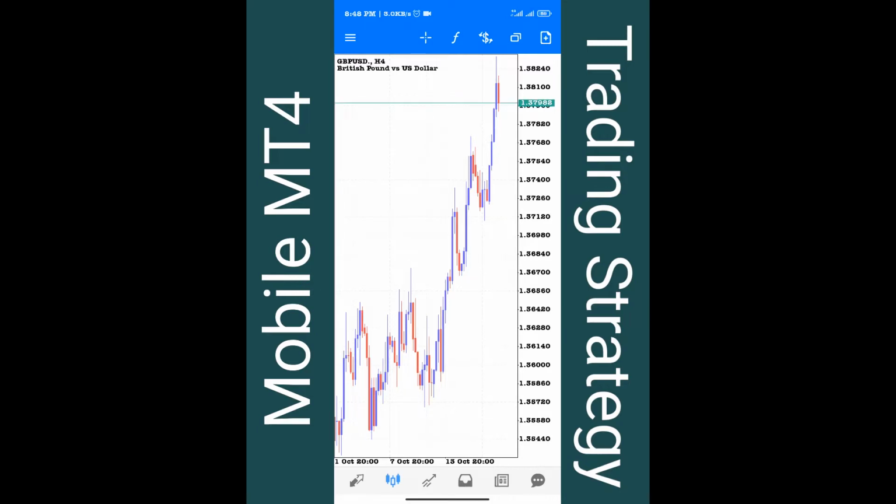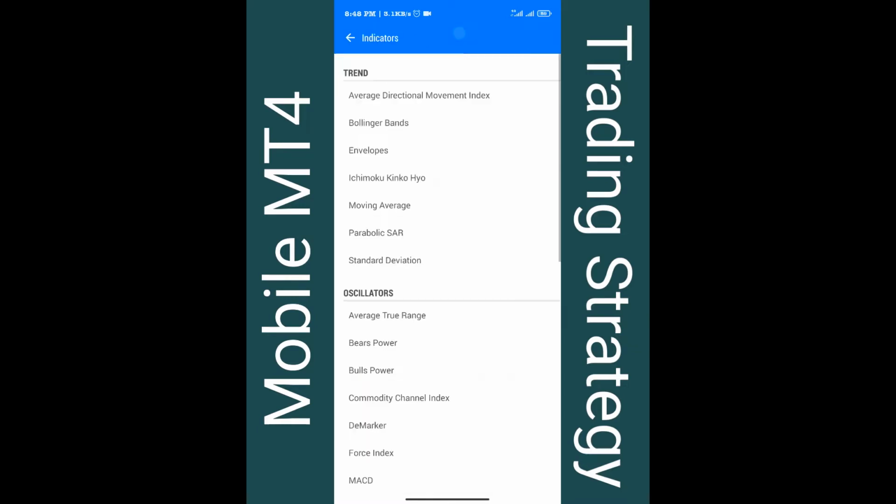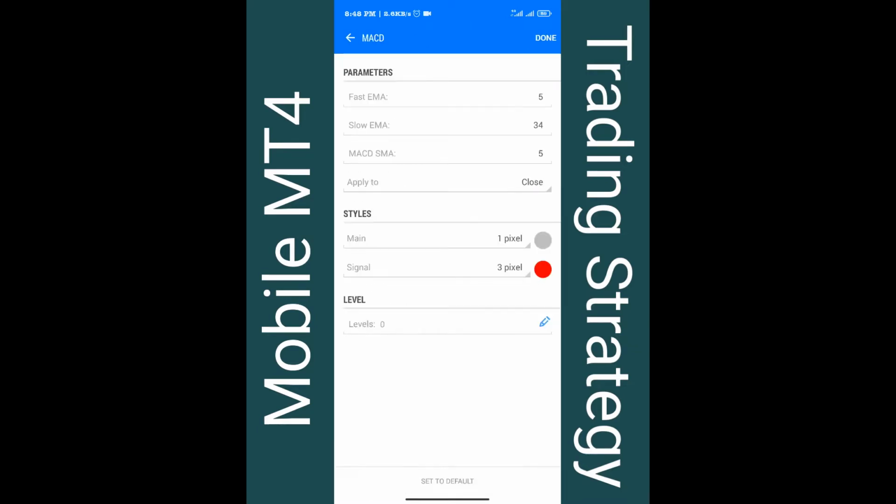Today I'm going to show you a great strategy for mobile device. I mean mobile MT4. For that reason, we have to plot some indicators there. First of all, we are going to add MACD, and the value will be 5, 34, and 5. This is the value.